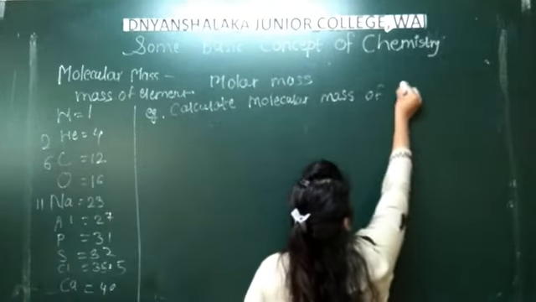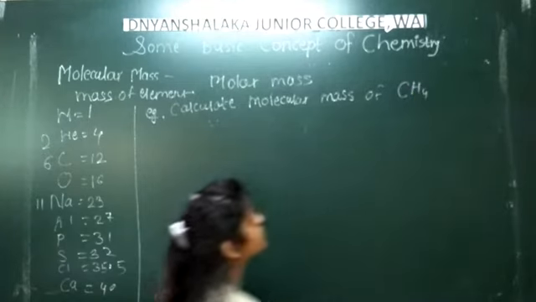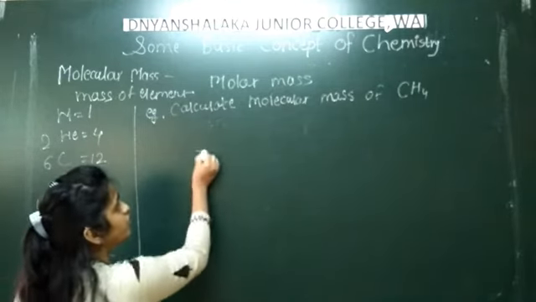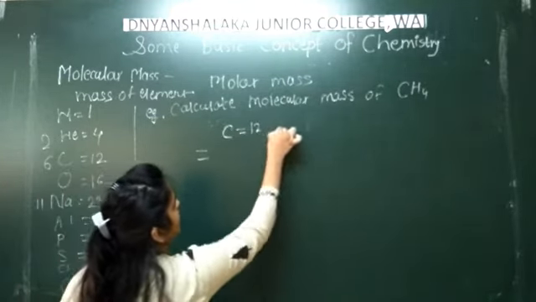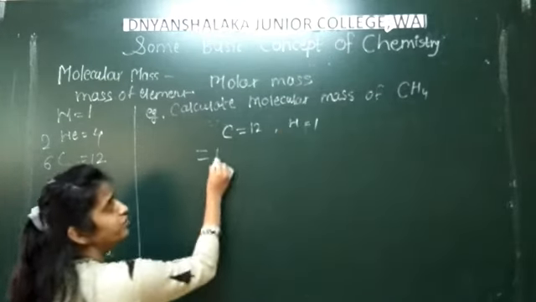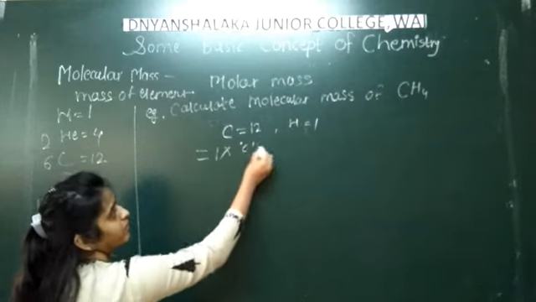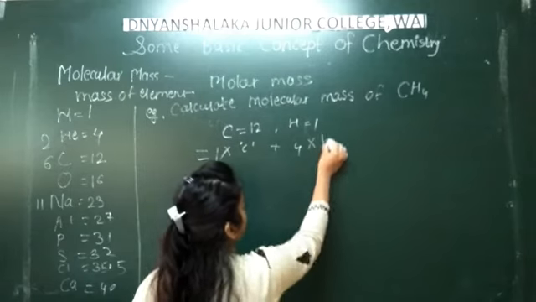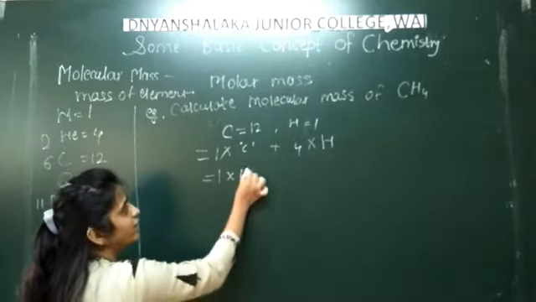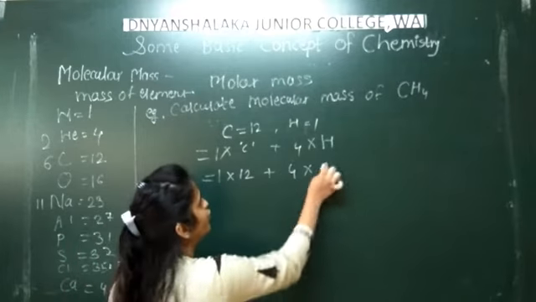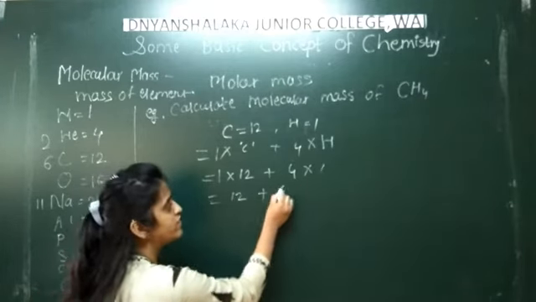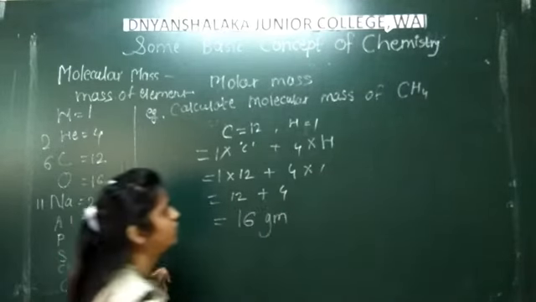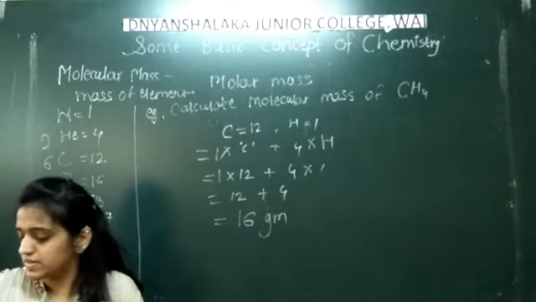Next example, methane, formula CH4. Calculate the molecular mass or molar mass of methane. Carbon atomic mass is 12 and hydrogen 1. So 1 mole of carbon into atomic mass of carbon plus 4 moles of hydrogen. So 1 into 12 plus 4 into 1. 12 ones are 12 and 4 ones are 4. Total 12 plus 4 is 16 gram. So the molecular mass of methane is 16 gram.